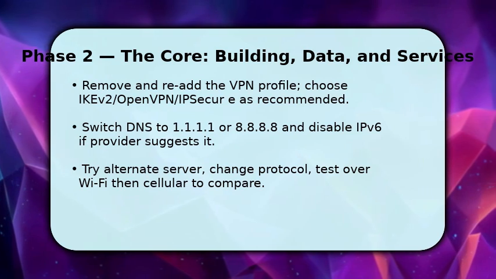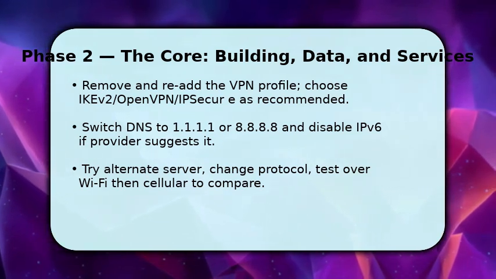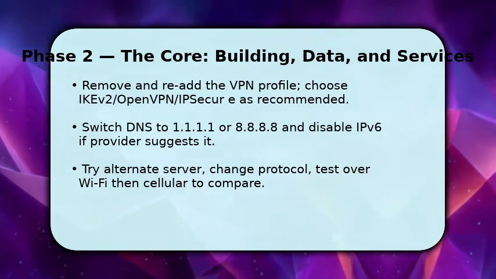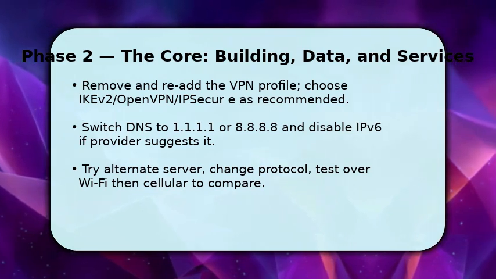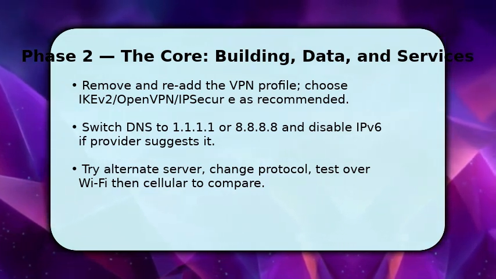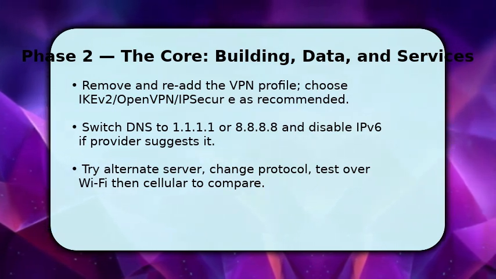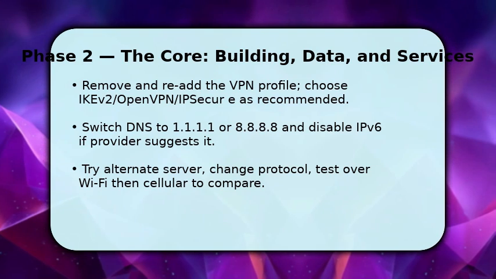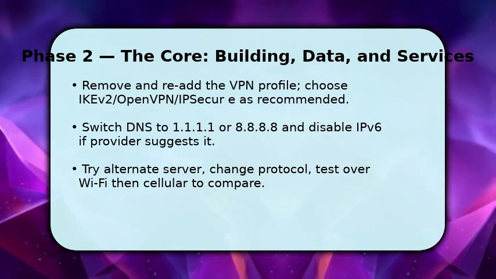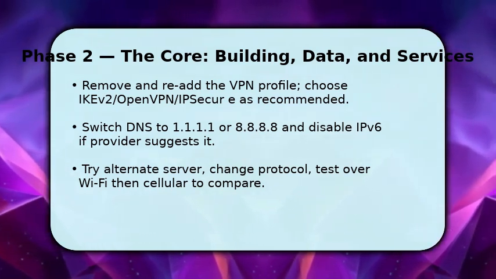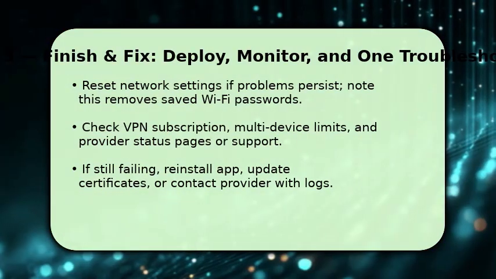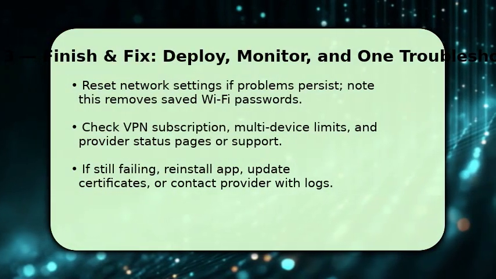Next, set DNS to a reliable resolver like 1.1.1.1 or 8.8.8.8, and if instructed, disable IPv6 to avoid split tunneling conflicts. Then switch servers and protocols and test both over Wi-Fi and cellular to isolate whether the issue is network-specific or server-side. Finish with advanced fixes and a key troubleshooting tip.